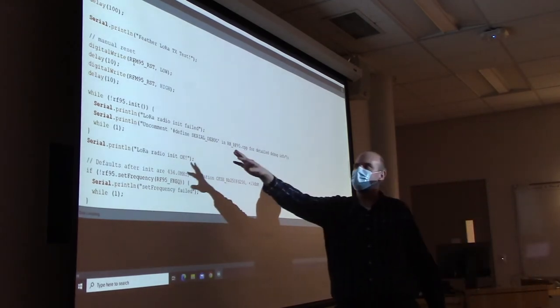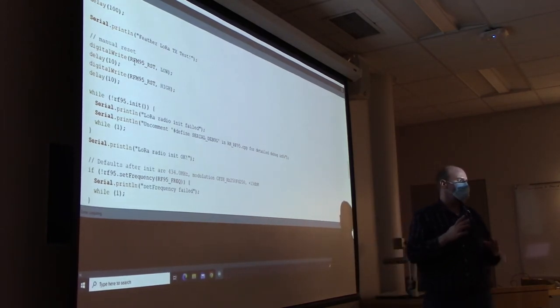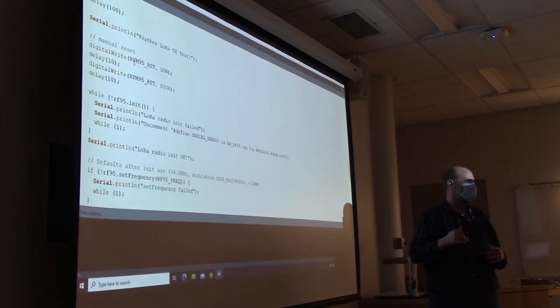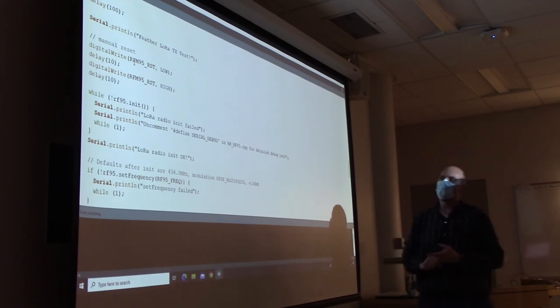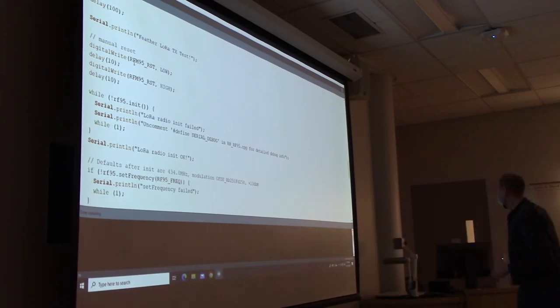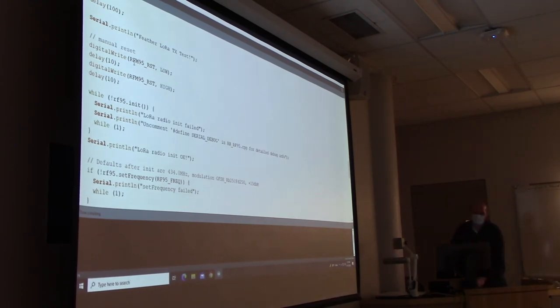If you look at the code for the initialization, what it's doing is setting the registers based on the stuff we just talked about: frequency, coding, bandwidth, all these parameters. It's setting those in the registers of the radio. It's nice to go in and look at that stuff. And then it sees if it actually worked, if it actually communicated with the radio. It doesn't know whether or not there's a radio actually attached.